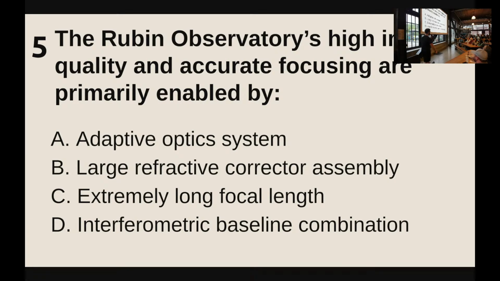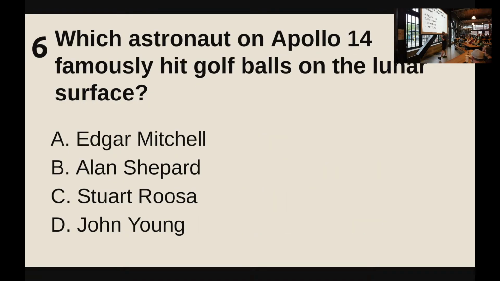All right, those were the Rubin questions. Now, onto some Apollo questions. Question 6. Which astronaut on Apollo 14 famously hit golf balls on the lunar surface? Was it A, Edgar Mitchell, B, Alan Shepard, C, Stuart Roosa, or D, John Young?